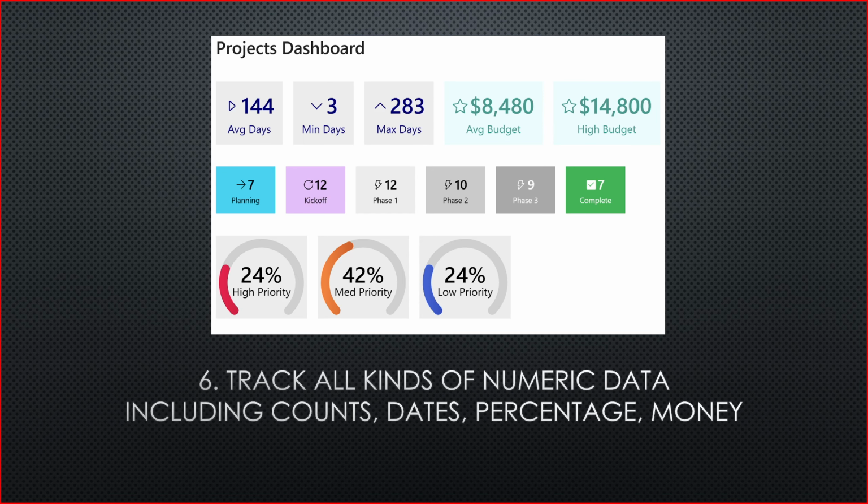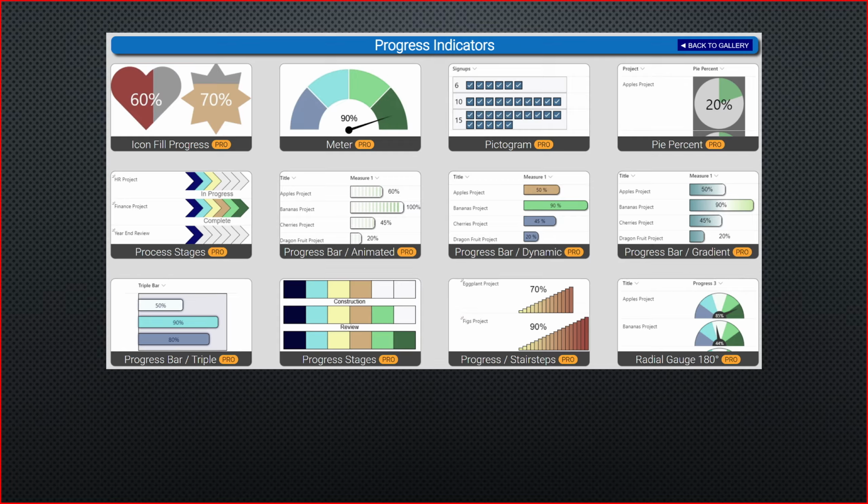We're going to be tracking all kinds of numbers. We need the versatility to be able to handle that. That would include numeric data, which will be counts, total counts of items. We may be tracking the number of days, so that would be date-related data, percentages, as you can see in the bottom there, and money. So we need the versatility to handle those different situations.